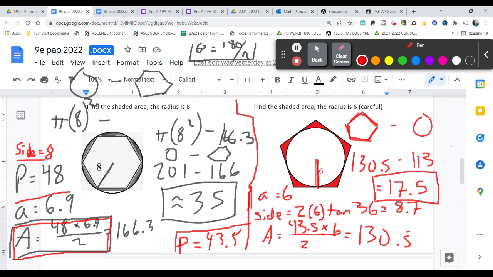Anything that involves tangents and sines and cosines and pi, we're going to get some heavy decimals right there. Our final equation, once we found all of our things, was this: 130.5 minus 113. So the pentagon area was 130.5. The circle area is 113. And so we're left with this shaded red area there, which is 17.5.